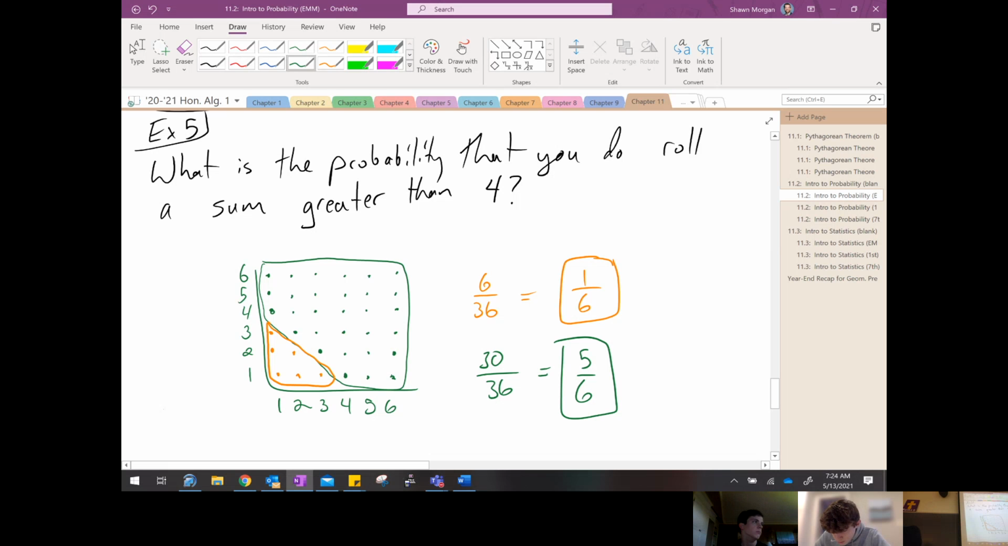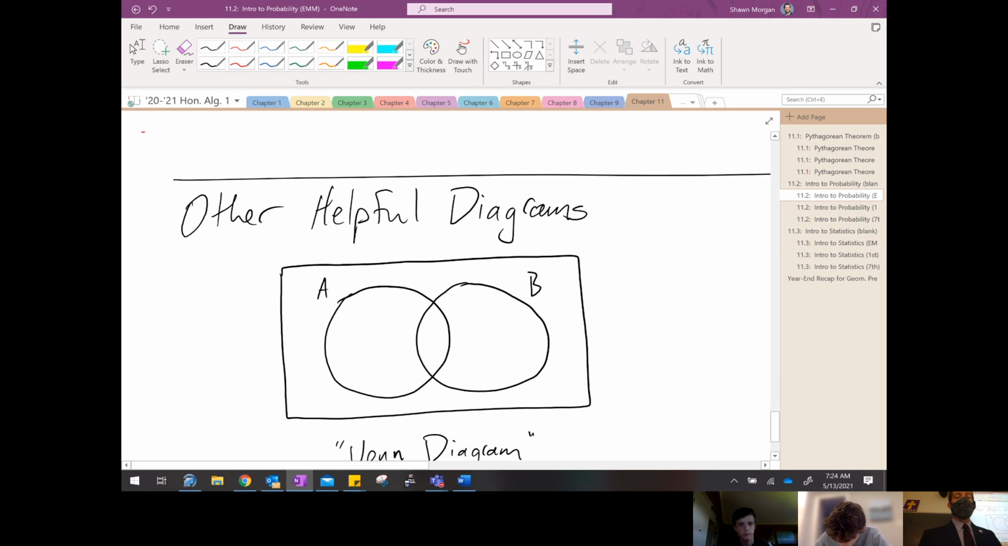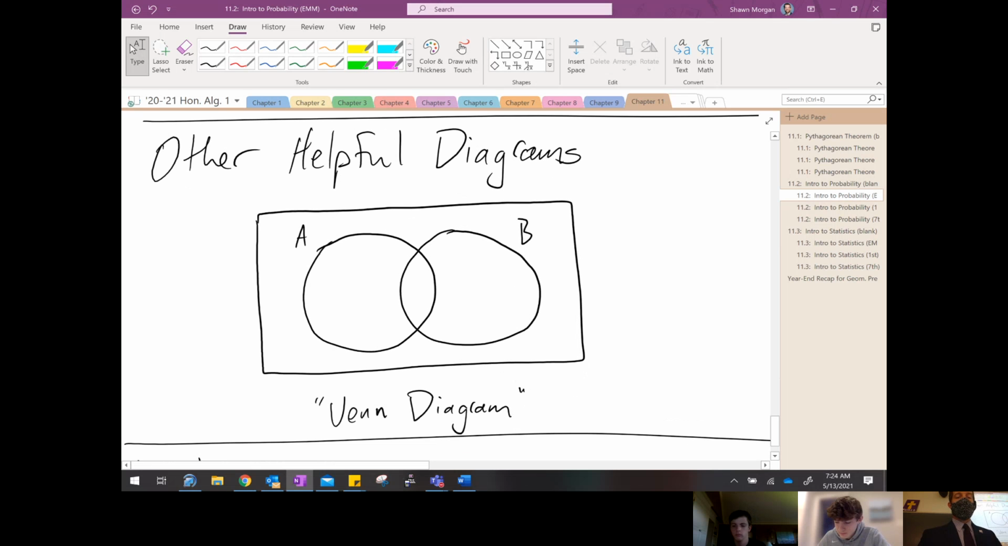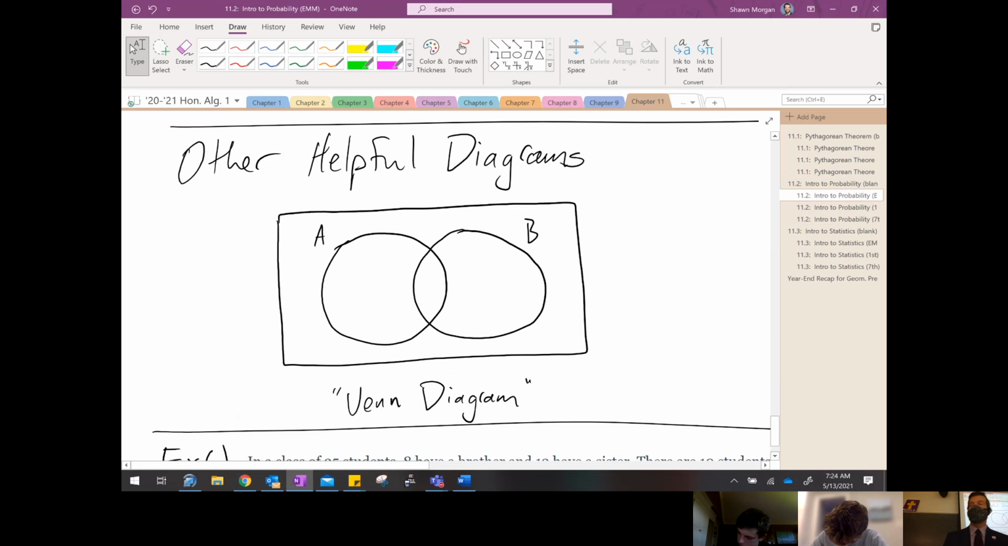So that's a little tool at our disposal. We've been talking about ways that we can help better visualize a problem. Here is our next tool. This is called a Venn diagram, right? You and I have worked with Venn diagrams before. We did it back in chapter 3 when we were talking about compound inequalities. But jot this Venn diagram down.